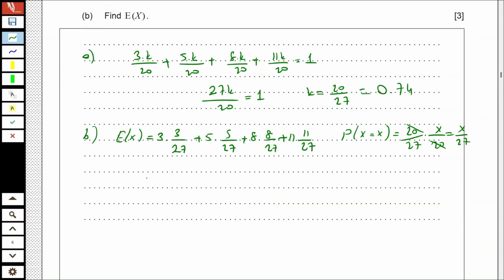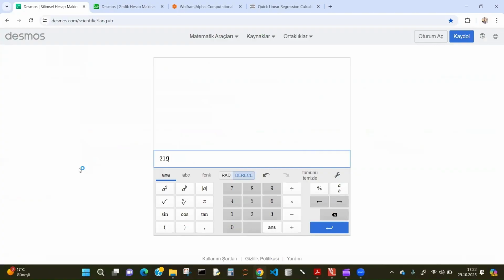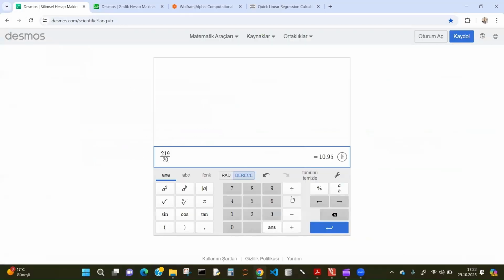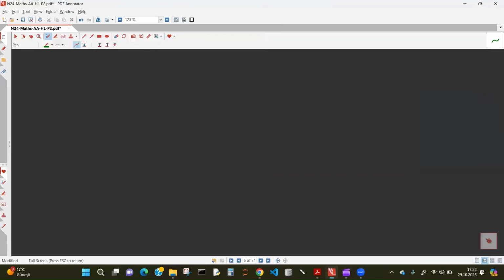From here you can write 9, 25, 64, 121, which is 219 divided by 27. It is 8.1.